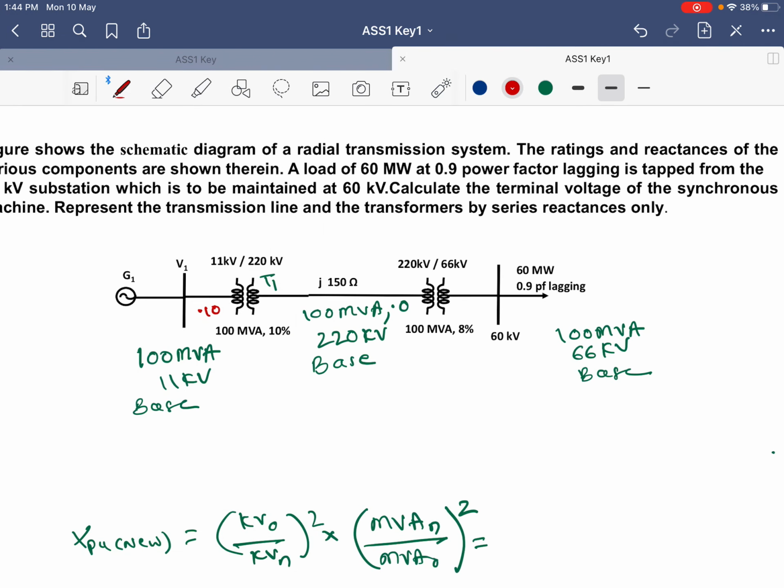It is 0.08 per unit, the new reactance of transformer 2. Then we'll move to the transmission line.